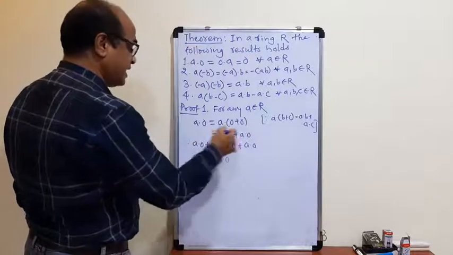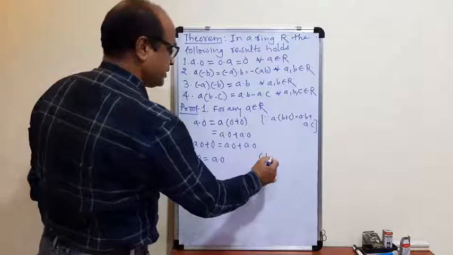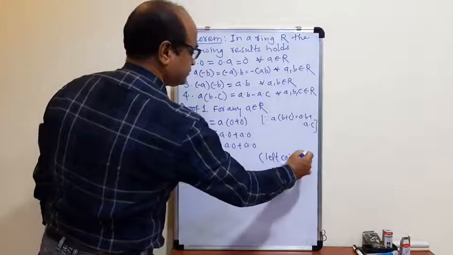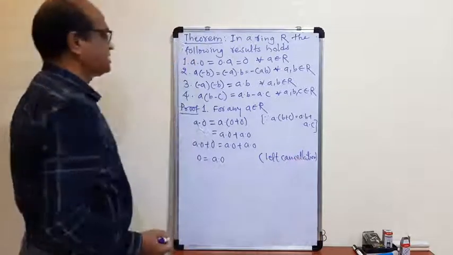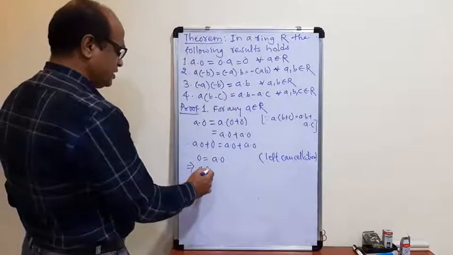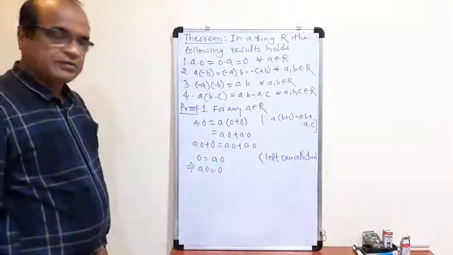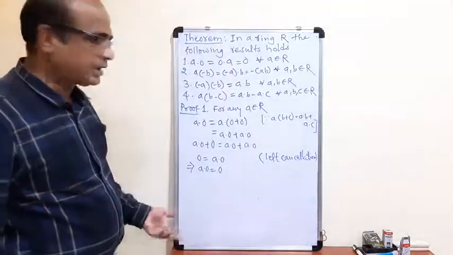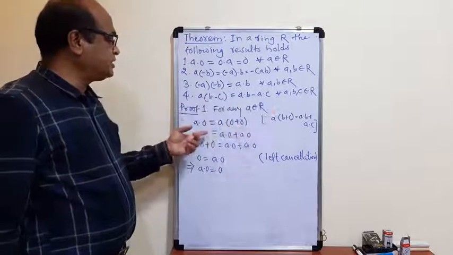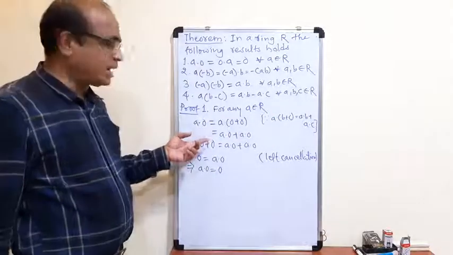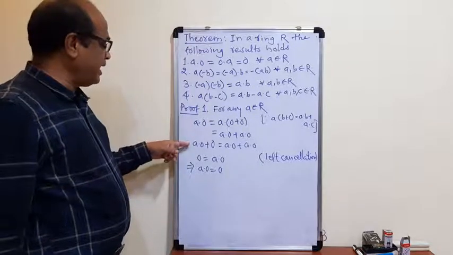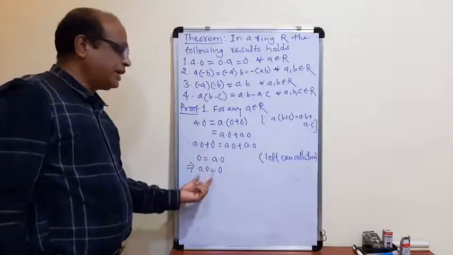So this is left cancellation. Left cancellation. So we get that A into 0 is equal to 0. Very simple here. We write A into 0 plus A into 0 is equal to A into (0 plus 0). Then by using the left distributive law, A into 0 plus A into 0. Then on the left-hand side A into 0 plus 0, and then by left cancellation we get the result.